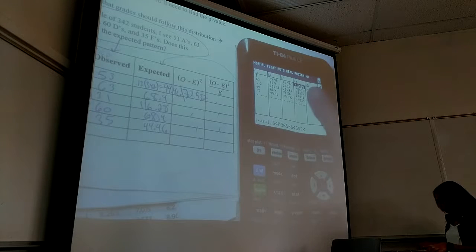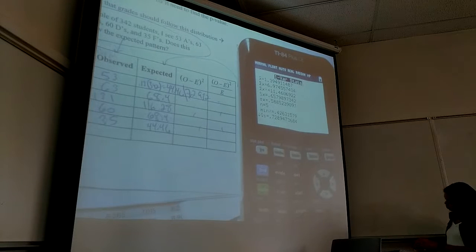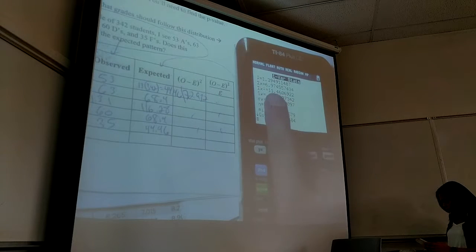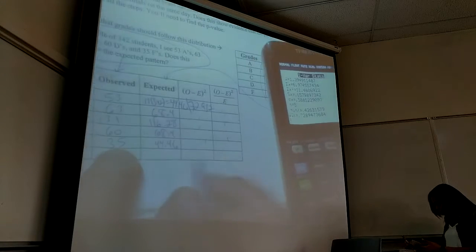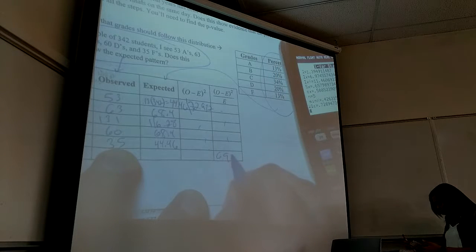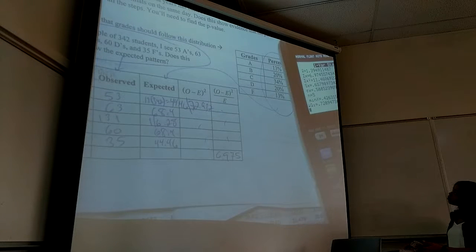So now, how do I get the sum of this one? I could do it 2 ways. I'm just going to go stat, calc, one-variable stats on L4. I don't know if you guys remember that. It's going to tell me a lot of stuff, but the only one I care about is the sum. That's what I was talking about. 6.975. That's fine.